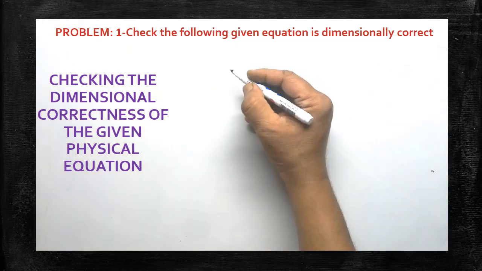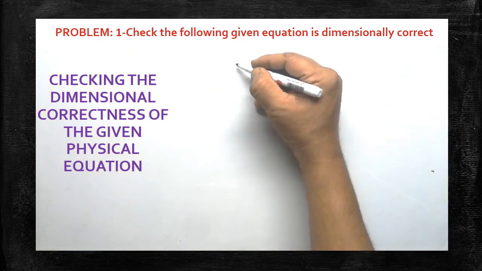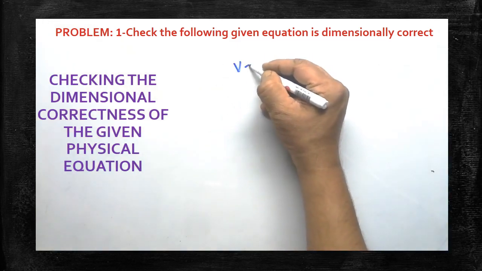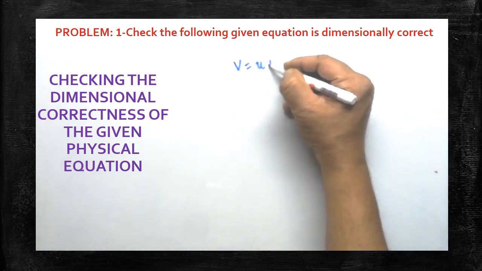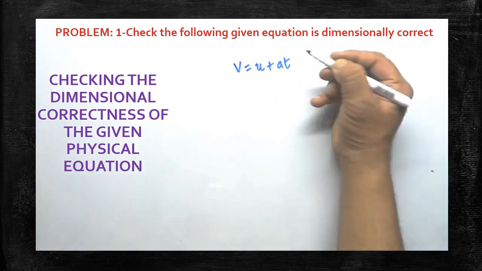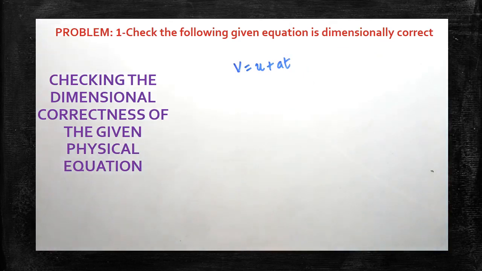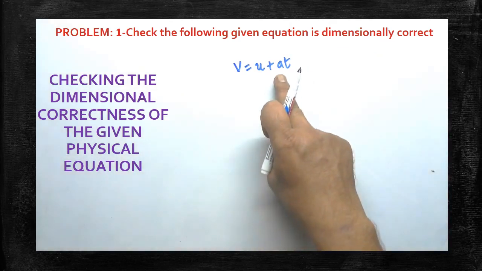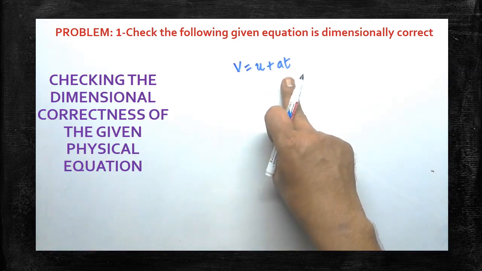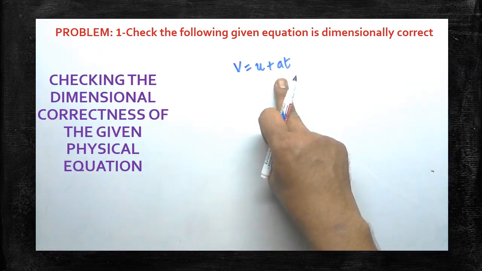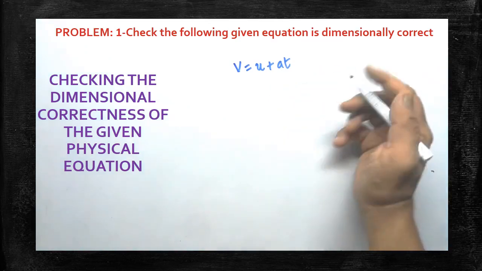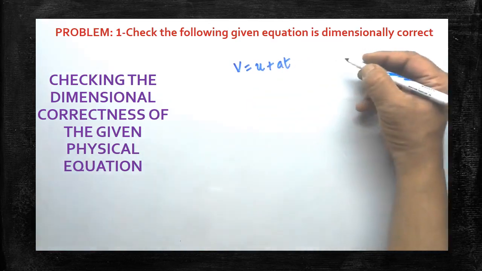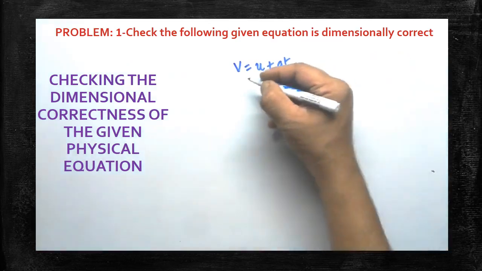Let's take one equation. Plenty of equations are there. I am going to take this equation, V is equal to U plus AT. This is one of the equations of motion. Though we often use this equation, we don't know whether it is dimensionally correct or not. So for that purpose, we have to check. Are you clear? Now, let's write the dimensions of the following quantities.